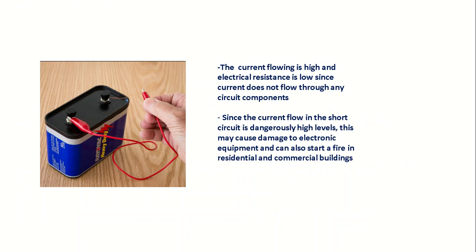The current flowing is high and electric resistance is low, since current does not flow through any circuit component. Remember, the circuit components are there to either decrease or increase the electric resistance. In this case, current is not flowing through any component, so it will be high. Since the current flowing is at a high level, it may lead to heating effect, causing damage to electric components, or can even start a fire outbreak in residential and commercial buildings.